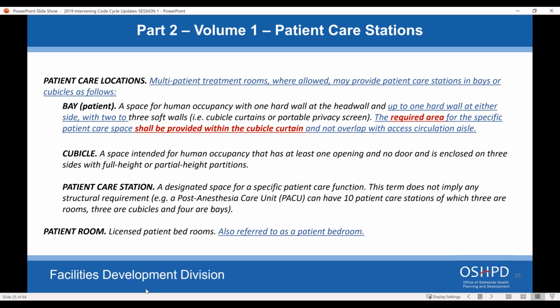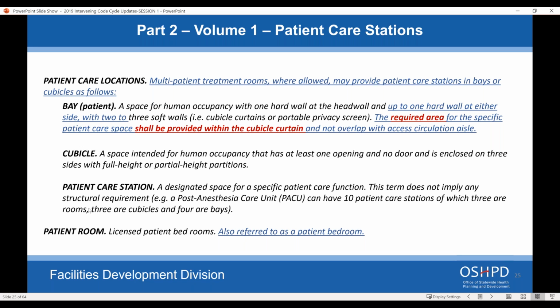The required area for specific patient care space shall be provided within the cubicle curtain and not overlap with access circulation aisles. So if there is a required access aisle outside the cubicle curtain, that space cannot overlap with that. So if you have 3 feet at the sides of the bed, that's where your cubicle curtain will be. A cubicle remained the same. It's basically you have 3 walls and an open area at the foot of the bed.